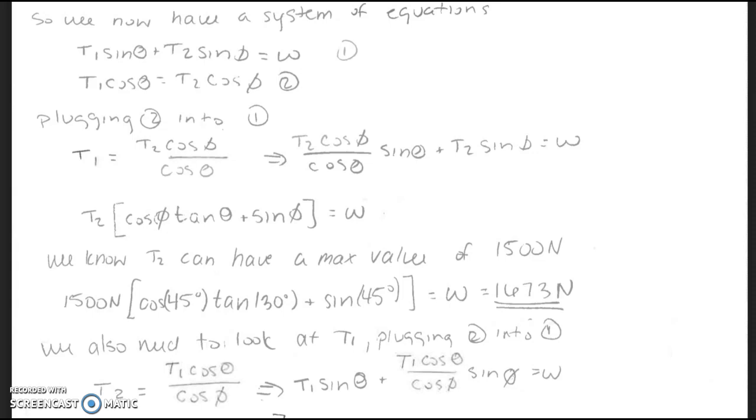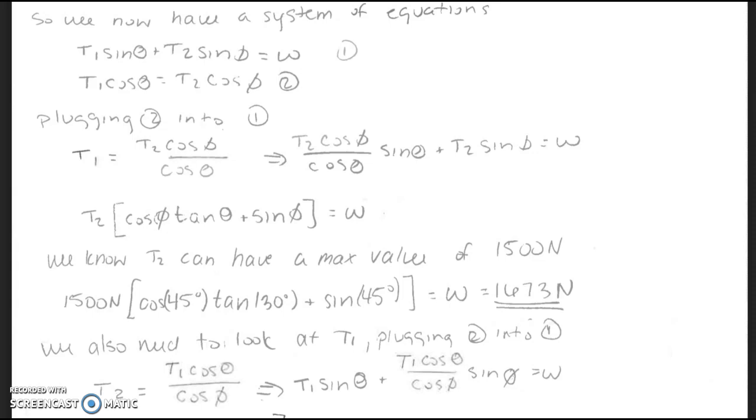So we have the expression that our tension multiplied by all this trig stuff is equal to the weight. And we know that our tension can have a max value of 1,500 newtons. So I'm going to plug in 1,500 newtons here and see what our weight ends up being. Right? So 1,500 newtons, and I plug in my angles to my trig functions, and I get that the weight is 1,673 newtons. All right, cool.